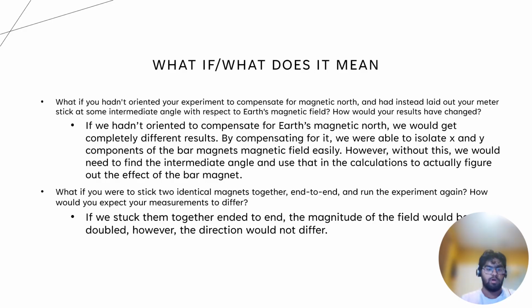All right, and then our what if questions. So what if we hadn't oriented the experiment to compensate for the magnetic north and instead had laid out our meter stick at an intermediate angle? This is actually what we did, but suppose that we had done the lab correctly, we would actually get completely different results. By compensating for it, we're able to isolate the x and y components for the bar magnet field pretty easily because we're canceling out the Earth's magnetic field. However, without this, we'd need an intermediate angle and use that in the calculations to actually figure out the net effect on the bar magnet.